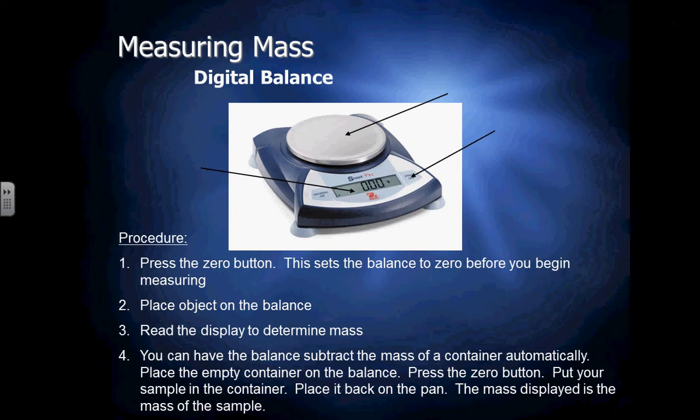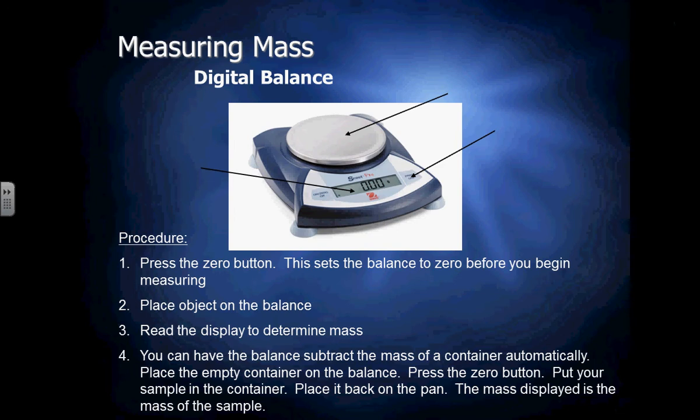And now when I add this water, what am I going to get? Now is it giving me just the mass of the water? Yes. 144.9. Okay? So that's one of the nice things about the digital balance. If you're measuring a liquid, or even if you have a solid and you need a container to hold it, you can put your container on there, zero it, then add your material, and that'll give you the mass of just the material.